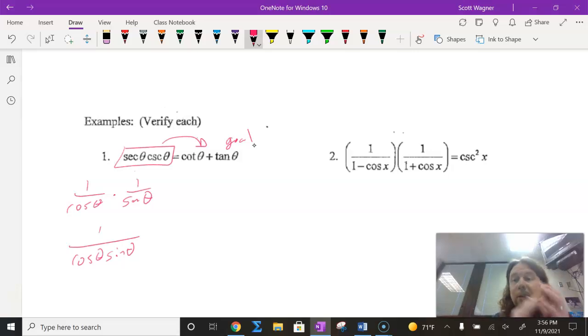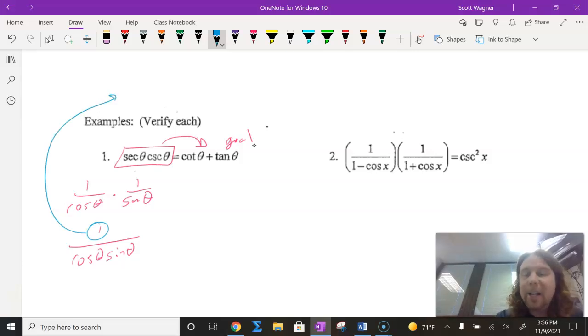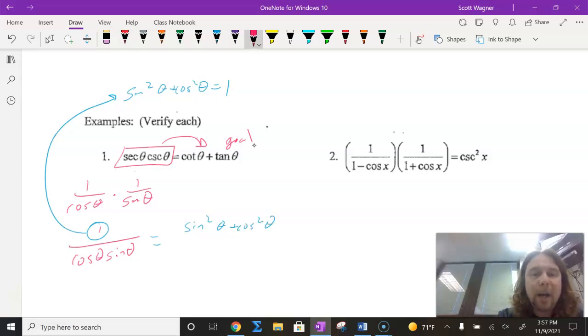Now I know I need to add two things together, because that's what my goal says. And one thing that I notice here is this 1. That 1 I could use as the Pythagorean identity: sine squared plus cosine squared is equal to 1. So I could say that's equal to sine squared theta plus cosine squared theta, and it's still divided by cosine theta times sine theta.